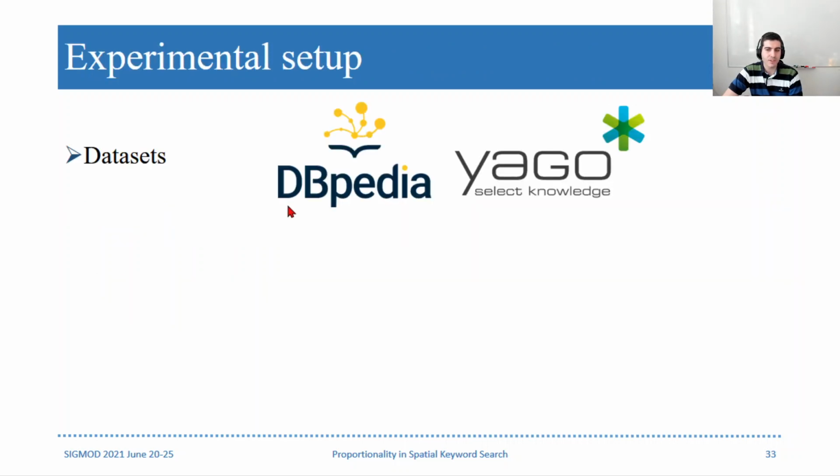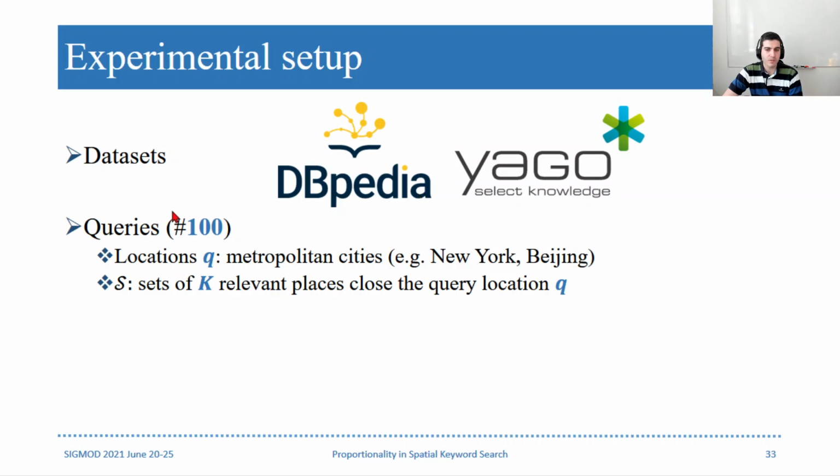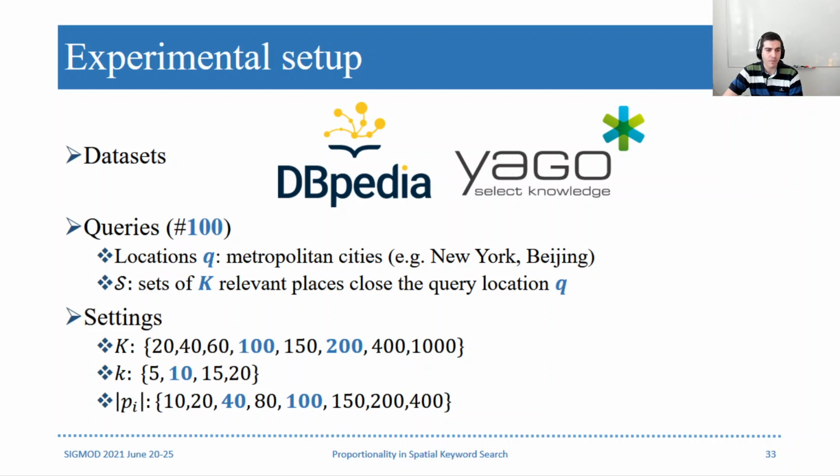To demonstrate the efficiency and approximation quality of our proposed proportionality framework, we have run a number of experiments on prominent real-world datasets, namely DBpedia and Yago. For each dataset, we have generated 100 queries by retrieving sets of candidate places from different metropolitan cities around the world. For all experiments, we have varied the size of the input set, the result set, and that of the contextual set sizes for each place.